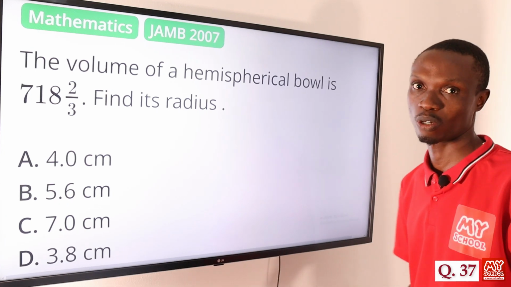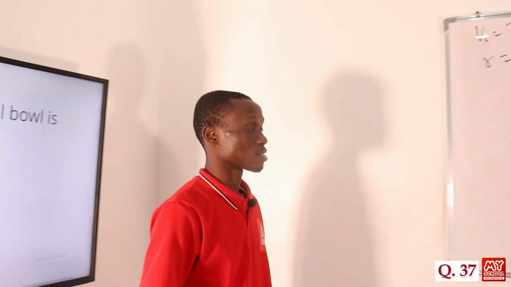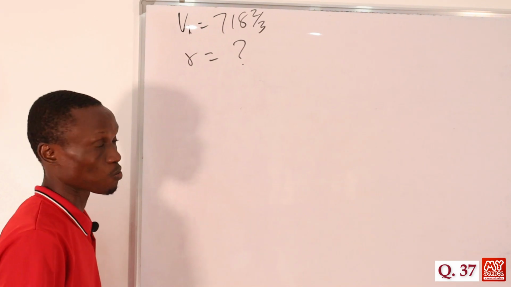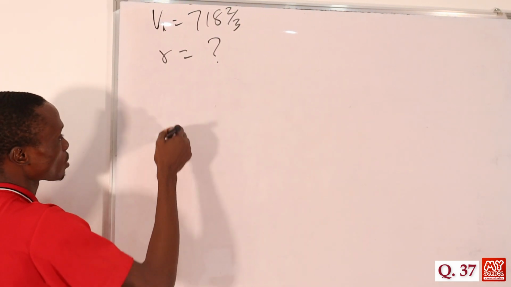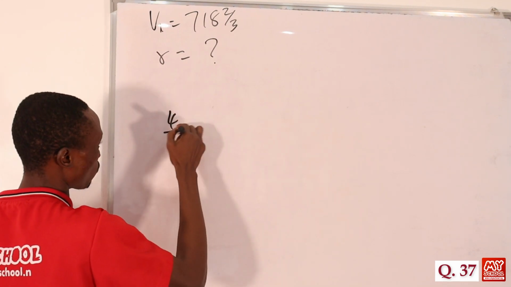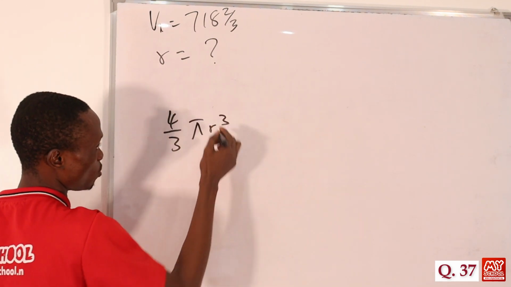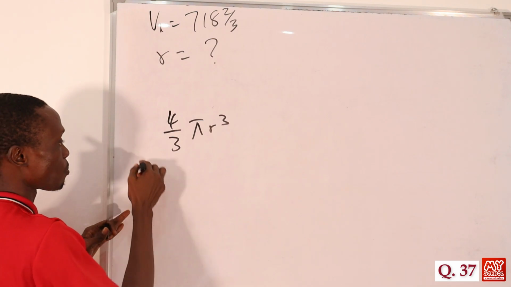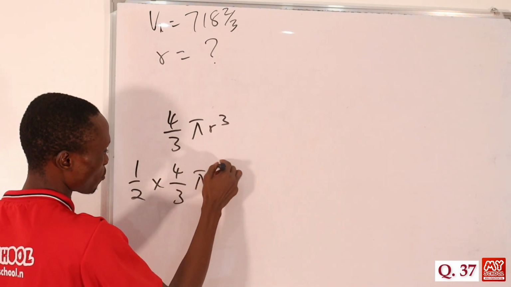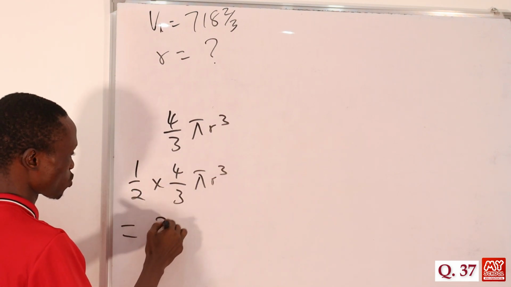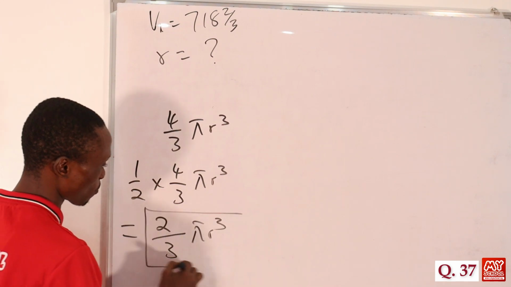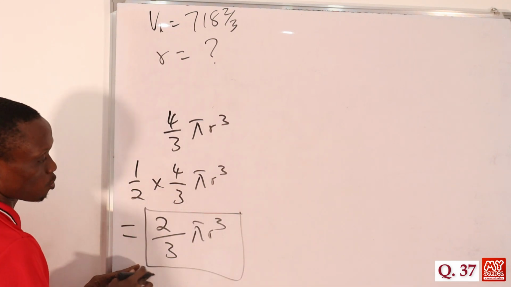Find its radius. So let's move over to the board to provide an answer to this question. Now remember that a hemisphere is half of a sphere, right? And we know that the volume of a sphere is equal to 4/3 pi r cubed. So for a hemisphere, it will now be 1/2 times 4/3 pi r cubed, and this will be equal to 2/3 pi r cubed. So this is the formula for calculating the volume of a hemisphere.